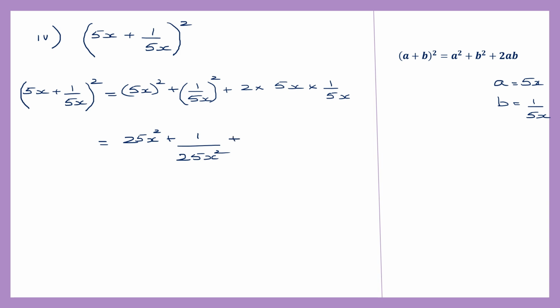Plus, now here let's see if we can simplify something by cancelling. So here I have 5x in the denominator, numerator, 5x in the denominator. I can cancel. So I only have 2 ones are 2 plus 2. So this will be my final answer.